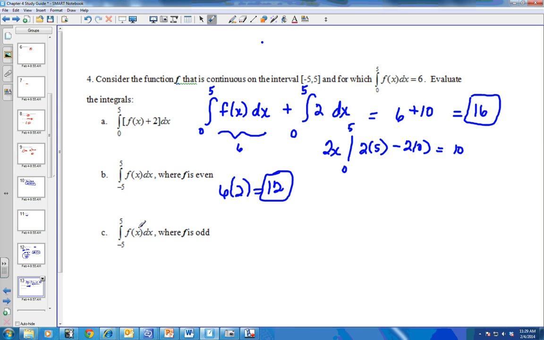Now, negative 5 to 5, where f is odd. Odd functions, an example of an odd function is x cubed. So you see, like from negative 5 to 0, okay, this area, do you see that their areas are going to cancel each other out? So my answer would be 0.